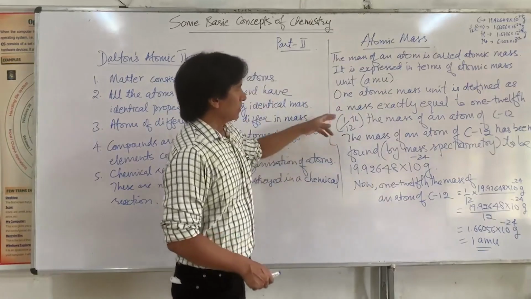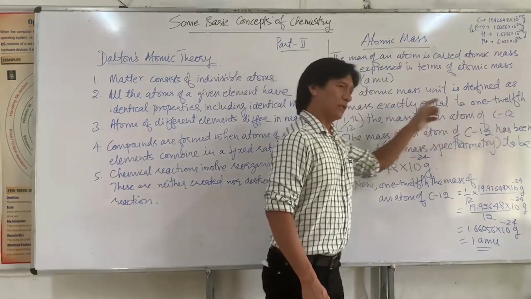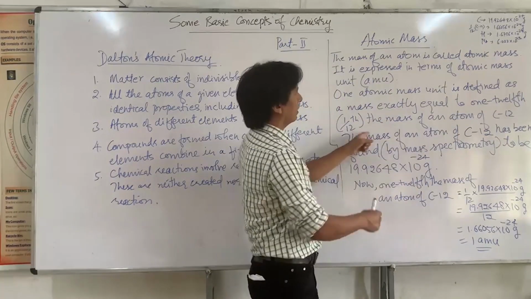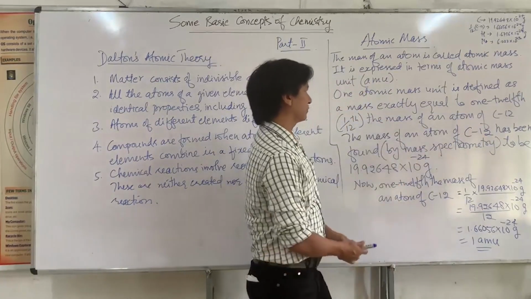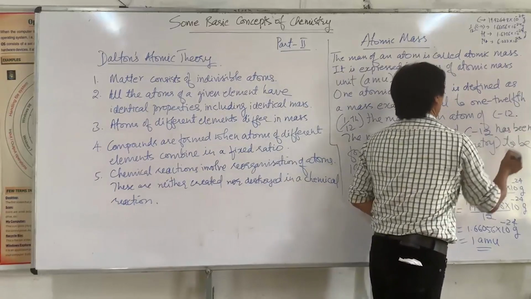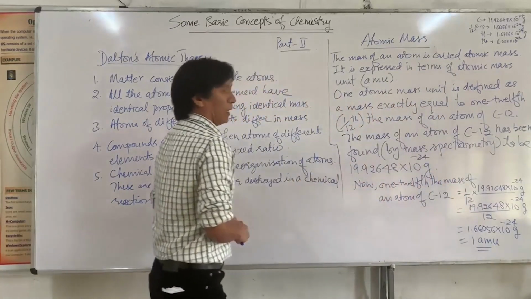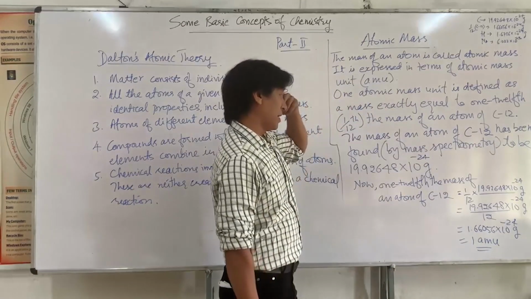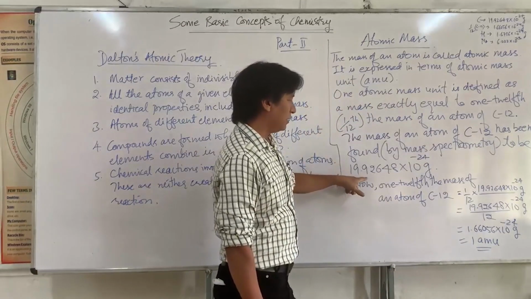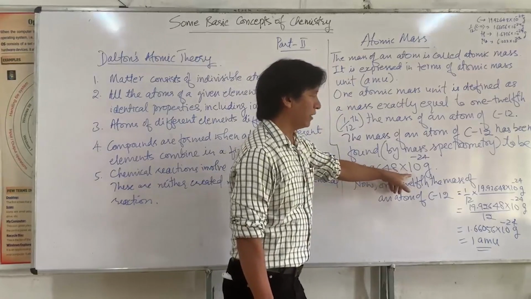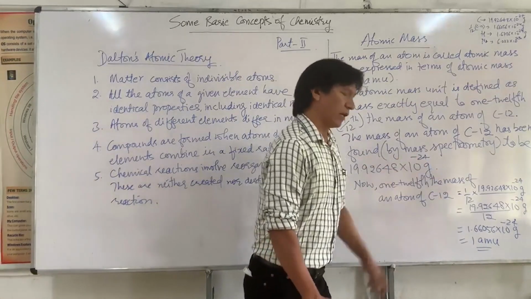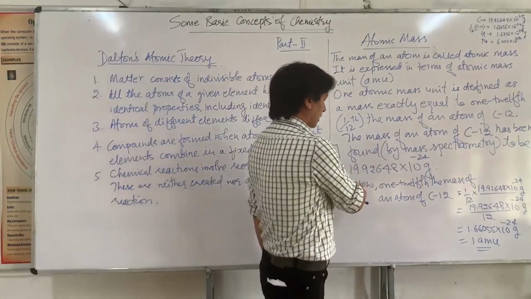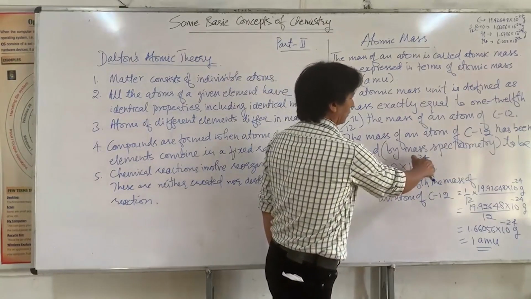So now I've written it here. One atomic mass unit is defined as a mass exactly equal to 1/12, that is 1/12 the mass of an atom of carbon-12. Right? And now, the mass of an atom of carbon-12 has been found to be 19.92648 into 10 raised to the power negative 24 grams. So this is in fact a very, very small number.